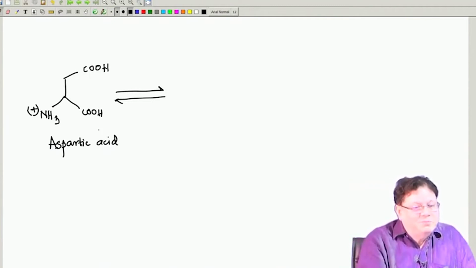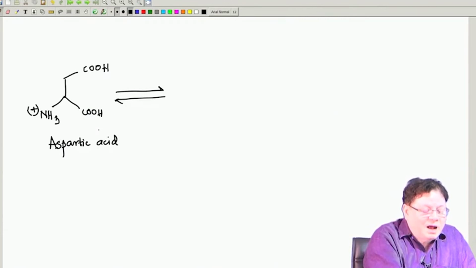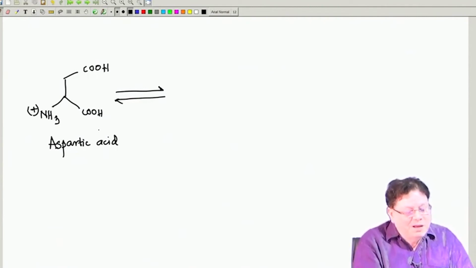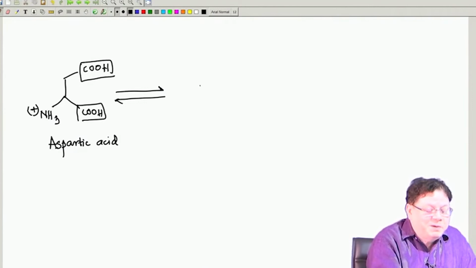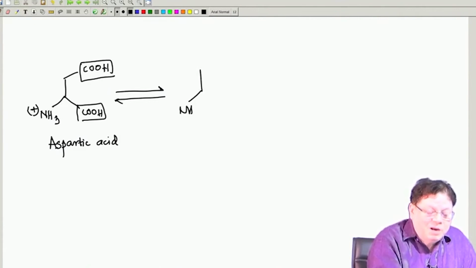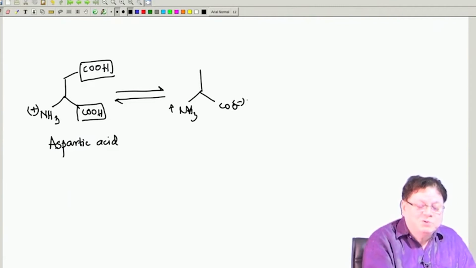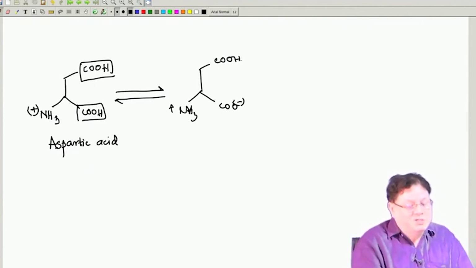Now, previously I just said that in the alpha amino acid, the alpha carboxy group is stronger. It is a stronger acid than the normal aliphatic acids. So, that means this will have a lower pKa than this one. So, as you raise the pH, the first dissociation will happen from this carboxylic group. So, that will become CO2- and that will be CO2H. Okay. So, this is the first dissociation.